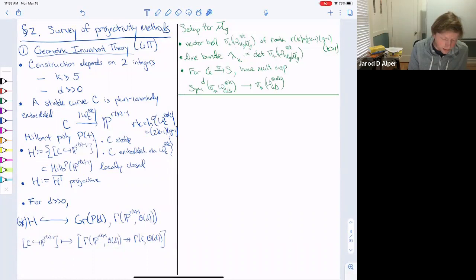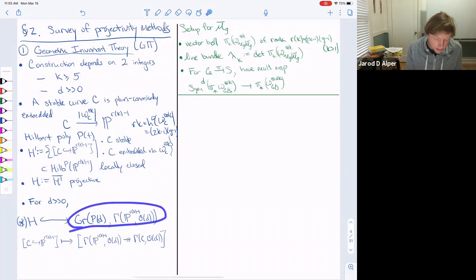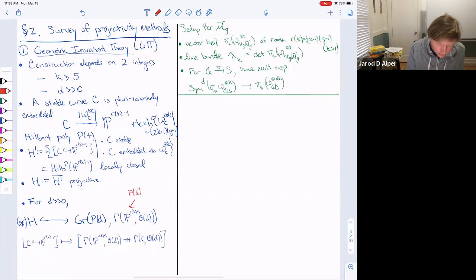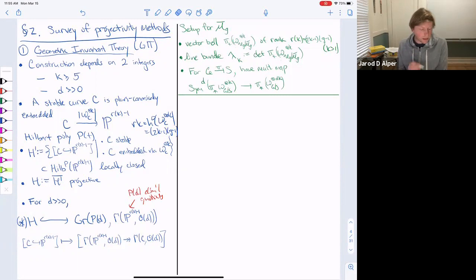I can embed H, the closed subscheme of the Hilbert scheme, into a Grassmannian, where, if I'm given a curve inside projective space, this is the Grassmannian of P(d)-dimensional quotients of this vector space. If I have a curve here, then I get a quotient just by taking this surjection from O of d on projective space to O of d on the curve. And when d is large enough, this is a surjection, so this is a bona fide element of the Grassmannian.